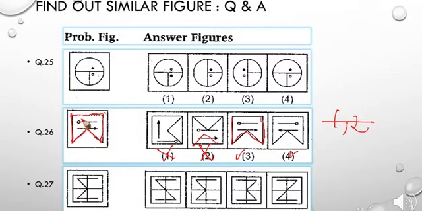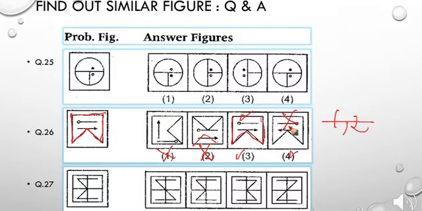Let's check for this design. There is a straight line. On the left end of it there is a circle. So let's check whether this design is available in option 3 and option 4. In option 3, yes, on the left end there is a circle and there is a line. So this figure is matching. In case of answer figure 4, this design is not matching because this circle is on the right side of the line. So this can't be the answer.